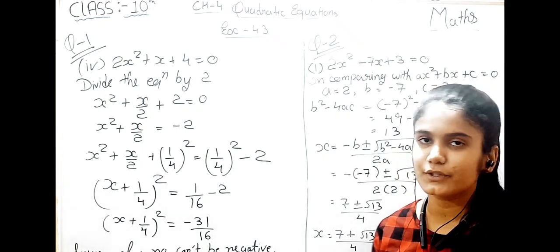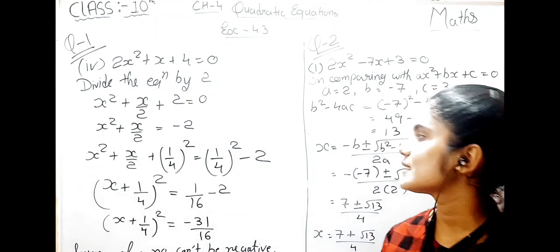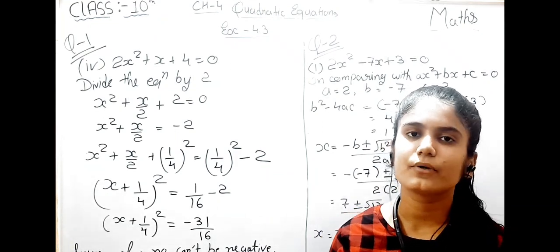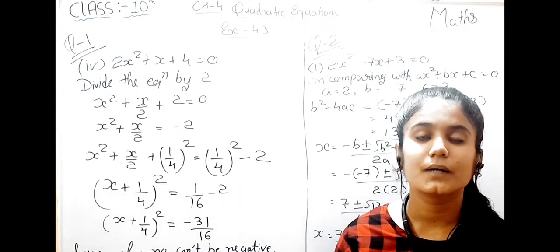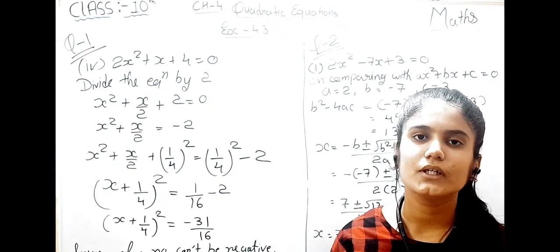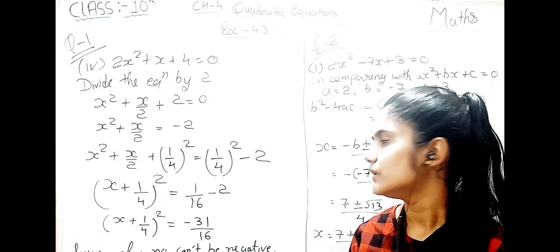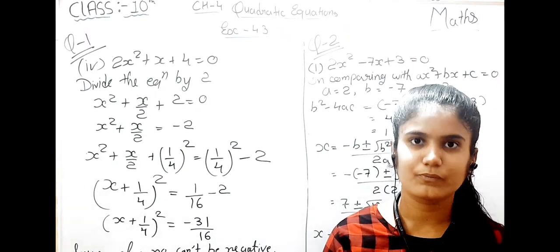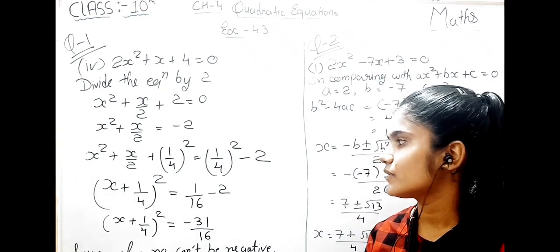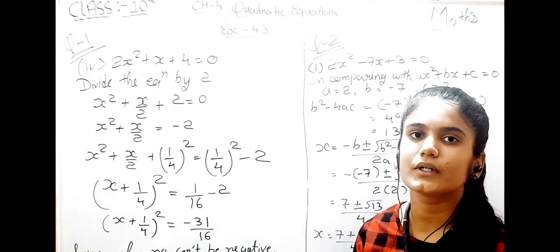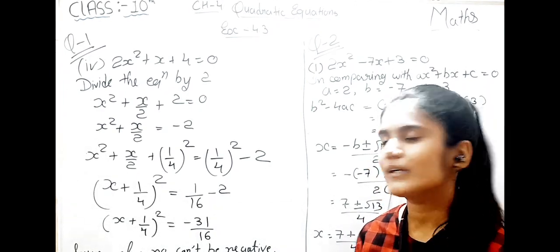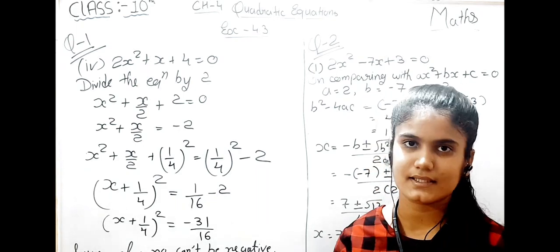x square plus x by 2 plus (1 upon 4) whole square is equals to (1 upon 4) whole square minus 2. We have taken 1 upon 4 square to make it a perfect square term, and this third term came from the (b upon 2a) square formula. We have added this on both sides of the equation. We get the perfect square (x plus 1 upon 4) whole square is equals to 1 upon 16 minus 2. (x plus 1 upon 4) whole square is equals to minus 31 upon 16.